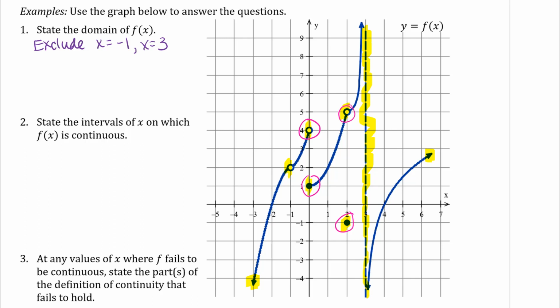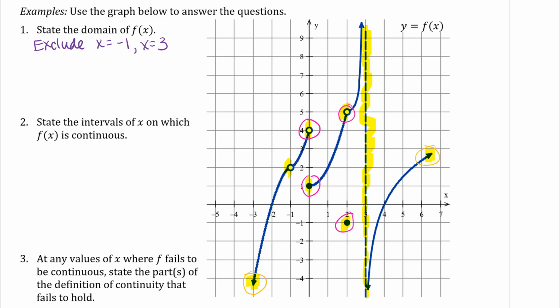The other thing I would notice on this graph is that there are no other breaks in the graph. There are no other places where the graph stops or has strange behavior. I would also pay attention to the ends of the graph, the arrows at the left and right side, and those indicate that the graph is going to continue on in that same fashion. So we're going to assume from those arrows that the graph continues on forever to the right and also forever to the left. So the only values that I need to exclude from the domain are x equals -1 and 3.